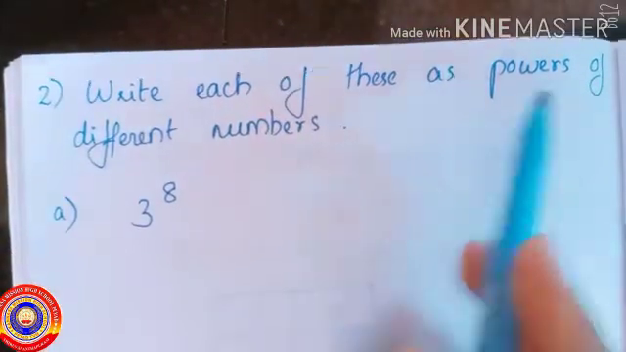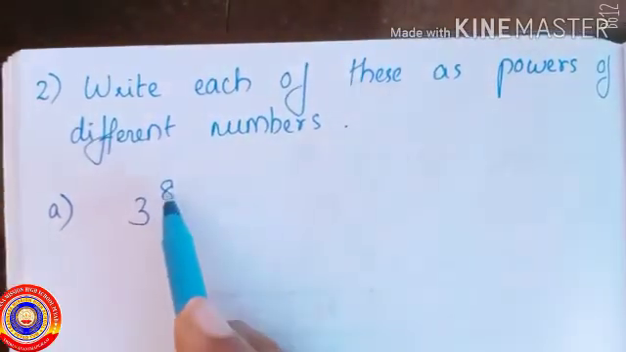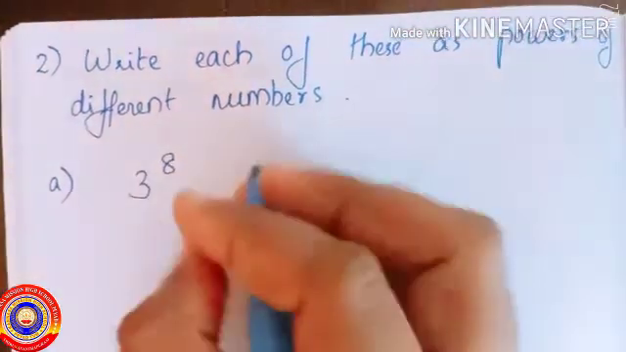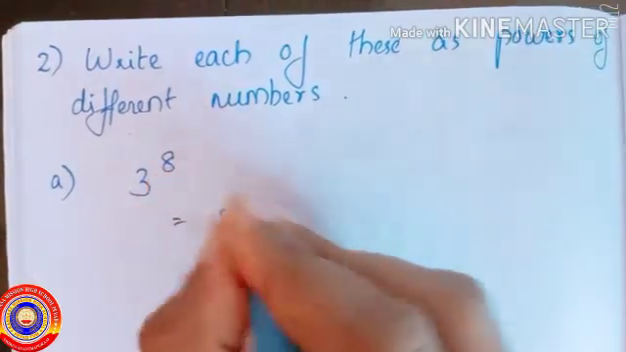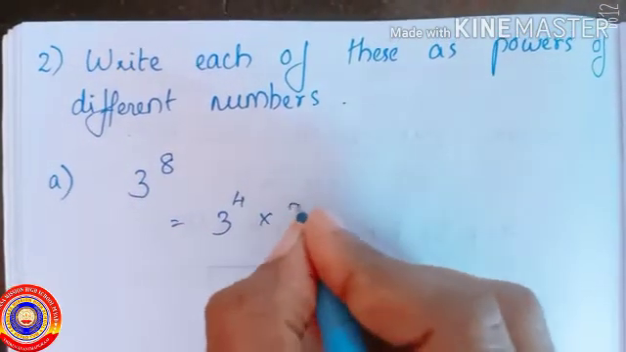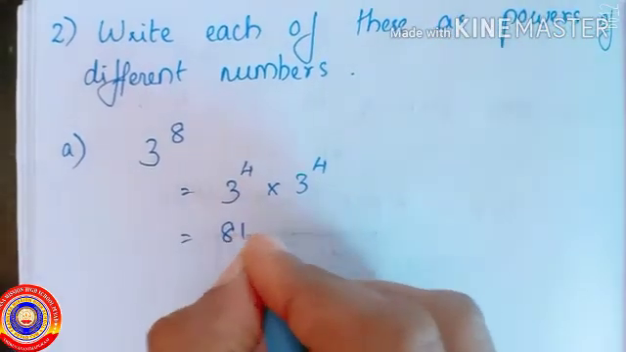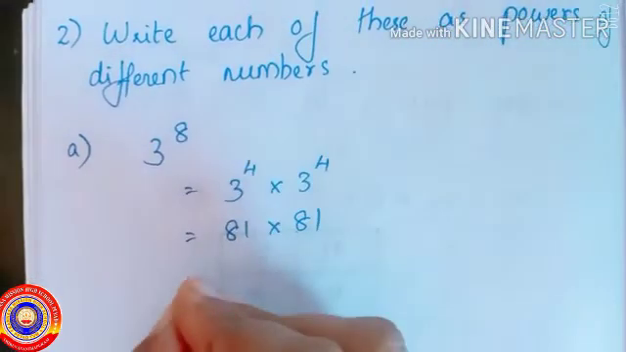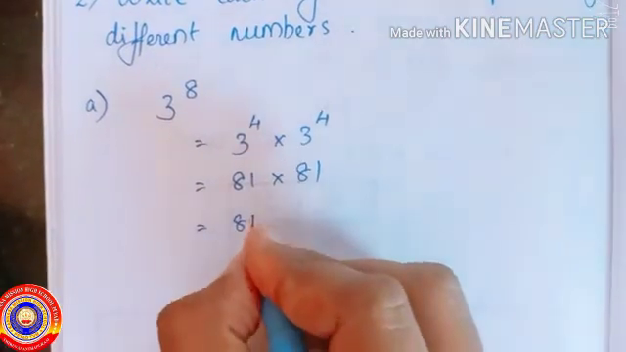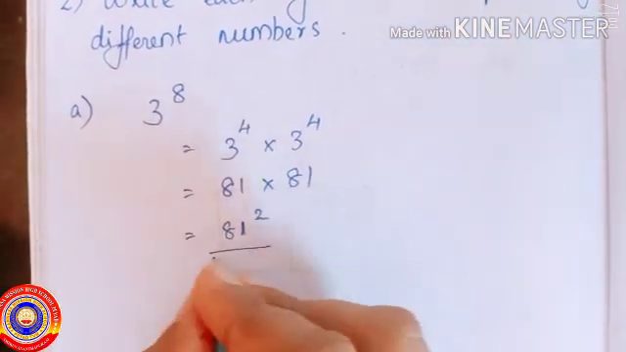Next question, write each of these as powers of different numbers. First question is 3 raised to 8. We can split 3 raised to 8 as 3 raised to 4 into 3 raised to 4. 3 raised to 4 is 81 into 81. Here there are two 81s, so 81 raised to 2.